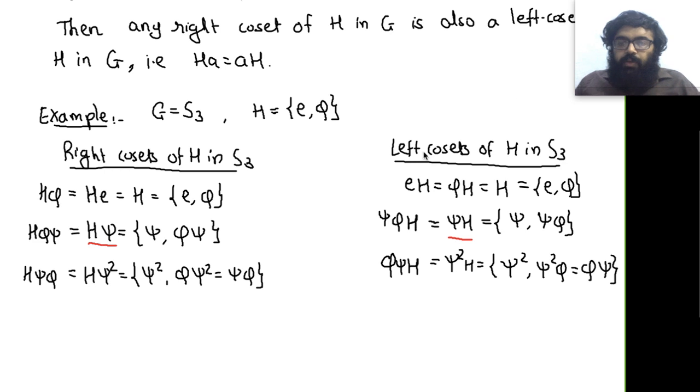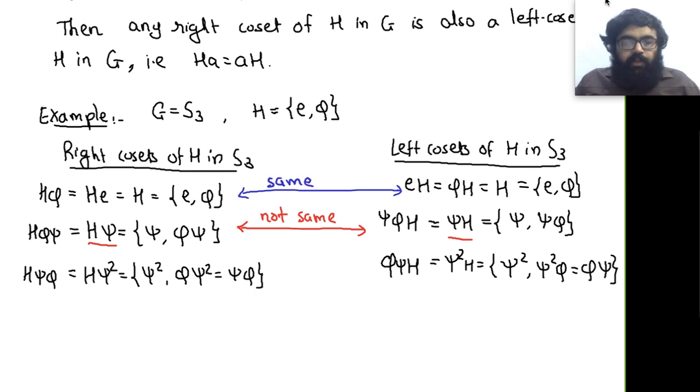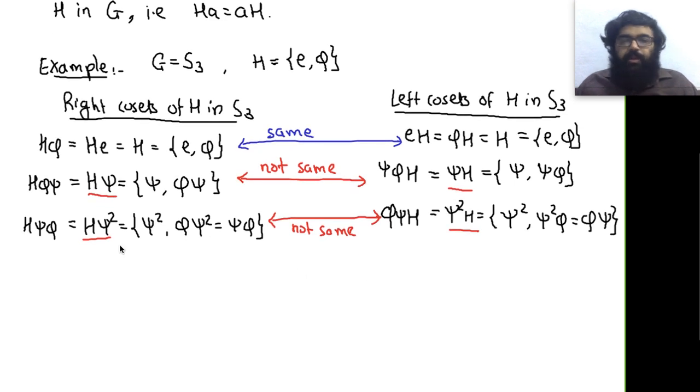So as you can see, these two are not same. Psi is there, but here we have phi psi, and here we have psi phi. We know that they are two different elements, they do not commute. So these two are same, these two are not same. What about the other one? Here we have psi square, here also we have psi square, but here we have psi phi, and here we have phi psi. So as we can see, these two are also not same. Psi square is still common, but H psi square and psi square H, they are not same. So right coset H psi is not same as the left coset psi H, and similarly H psi square is not same as this.